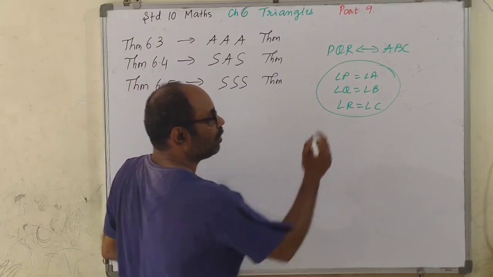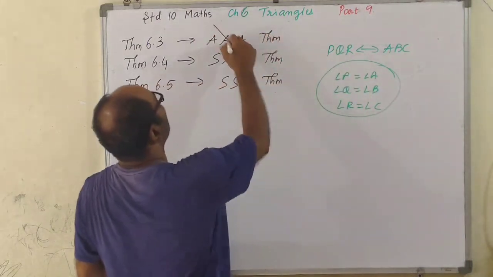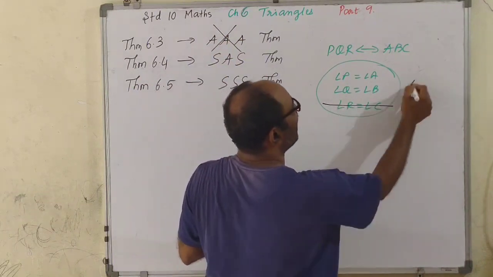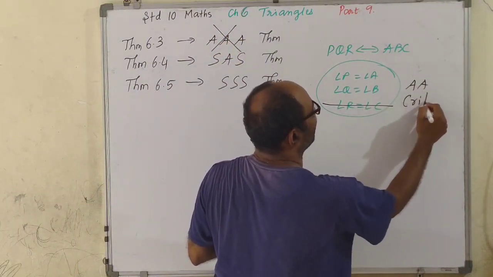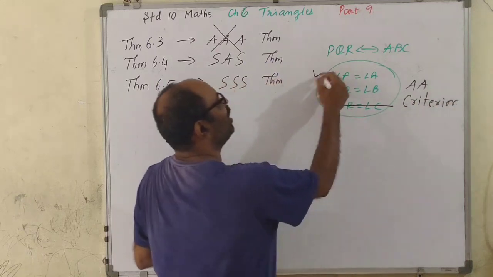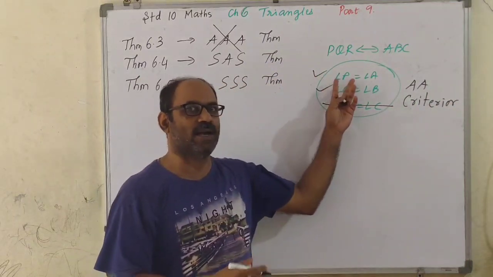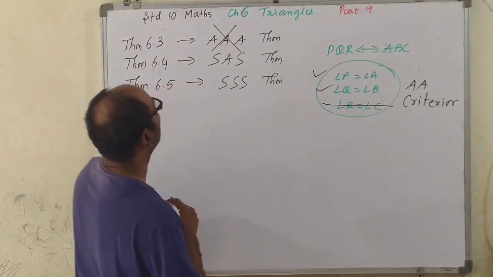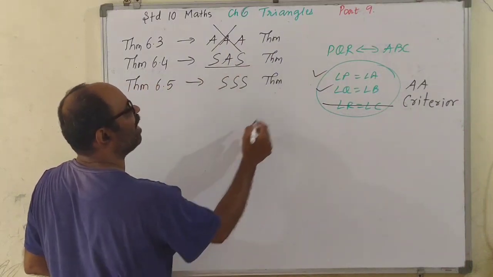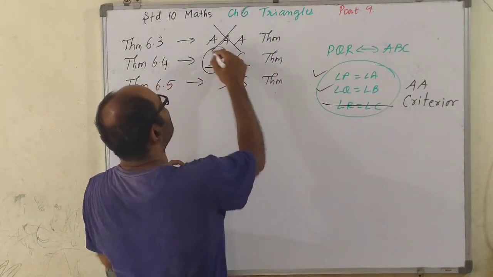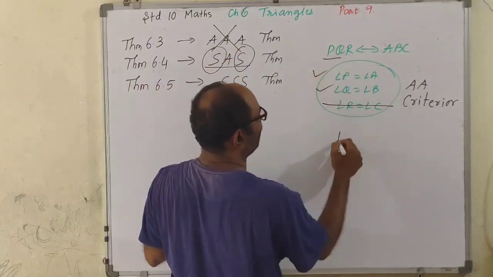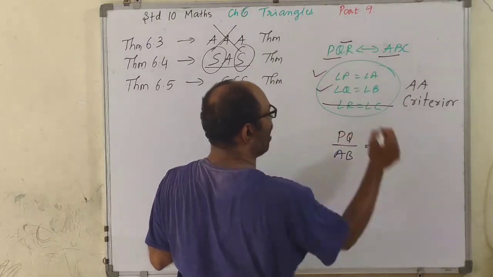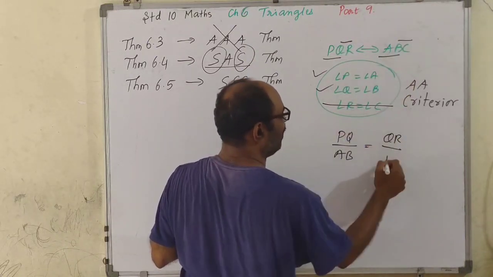If corresponding angles are equal, then the correspondence is similarity. I have not written the statement because it is already explained to you. But we will never be using the AAA theorem. We will be using the AA criterion: if two corresponding angles are equal, then the correspondence is similarity. Is that clear to you? Now the SAS theorem. Same thing. Two sides, let's pick up. PQ upon AB is equal to QR upon BC.